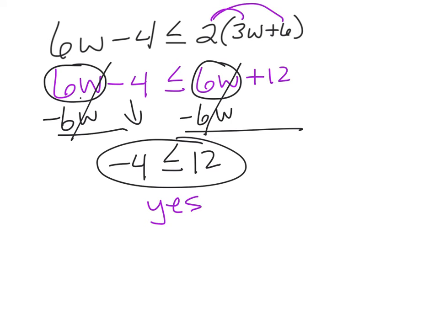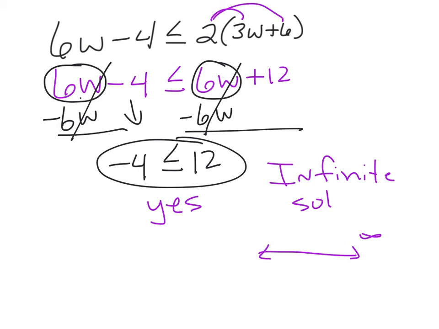And when this happens, that means this is infinite. Infinite solutions. So what does that look like? On a number line, all right? On a number line, it would just go both ways. So out here to positive infinity, to negative infinity, it could be any number would make that true.